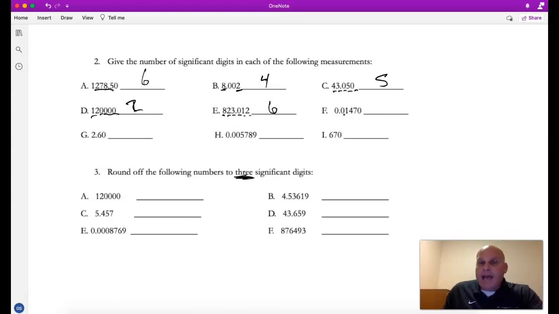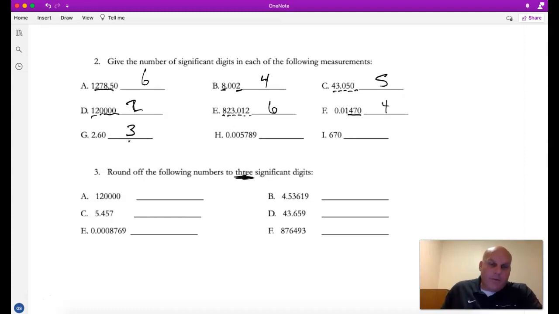Letter F has 4 significant figures. These zeros are in front of a number, so they're not significant. So this non-zero digit, this non-zero digit, this non-zero digit are all significant. And again, a 0 at the end of a number and to the right of a decimal is significant.